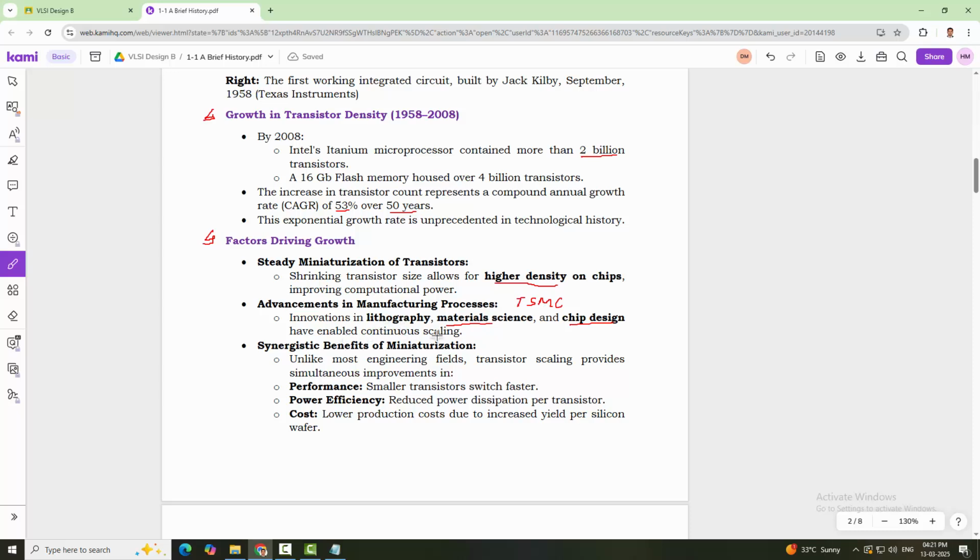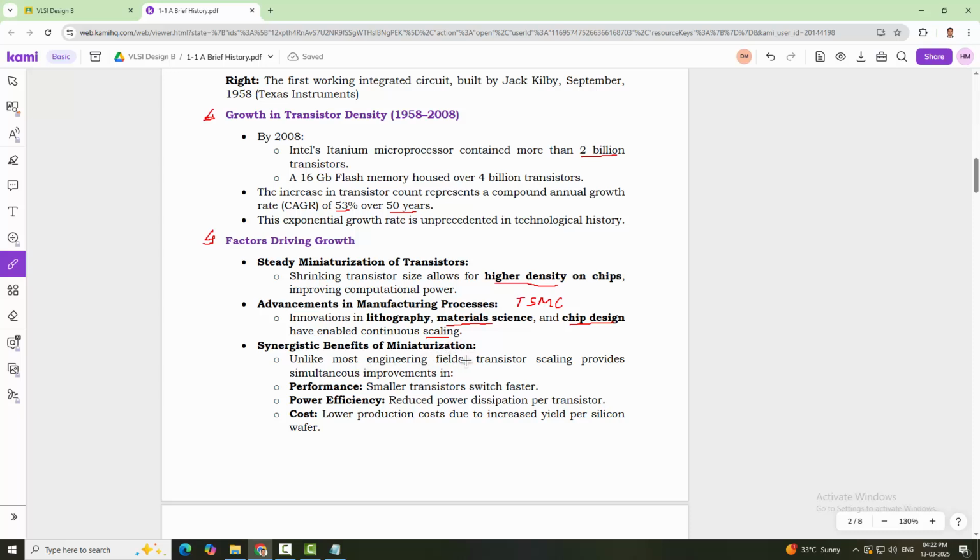And even scaling is another important factor. So the scaling factor and scaling elements are a couple of factors responsible for the growth of the transistors and hence the integrated circuits. And the third thing is the synergistic benefits of miniaturization. What do you mean by this?